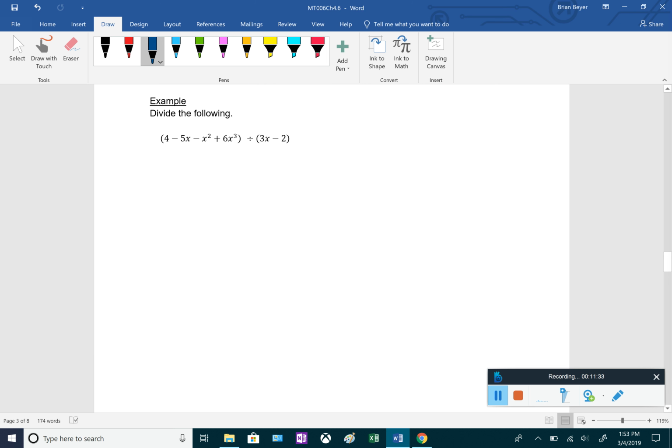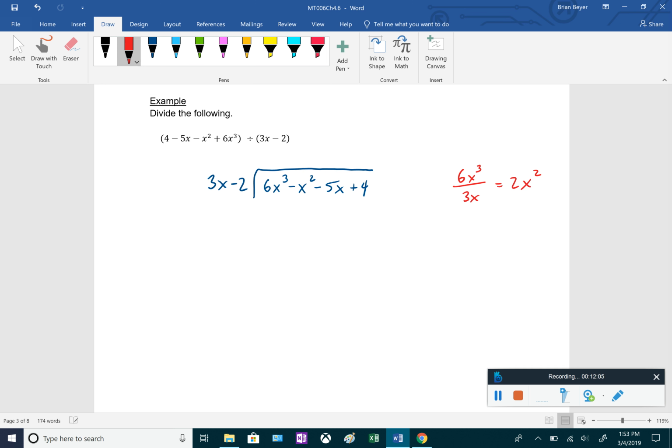4 minus 5x minus x squared plus 6x cubed divided by 3x minus 2. The dividend here we have to make sure is in standard form. It's 6x cubed minus x squared minus 5x plus 4 divided by 3x minus 2. Now we're going to divide the largest terms here, the highest degrees. 6x cubed divided by 3x gives us 2x squared. And that 2x squared is going to go in the quotient.